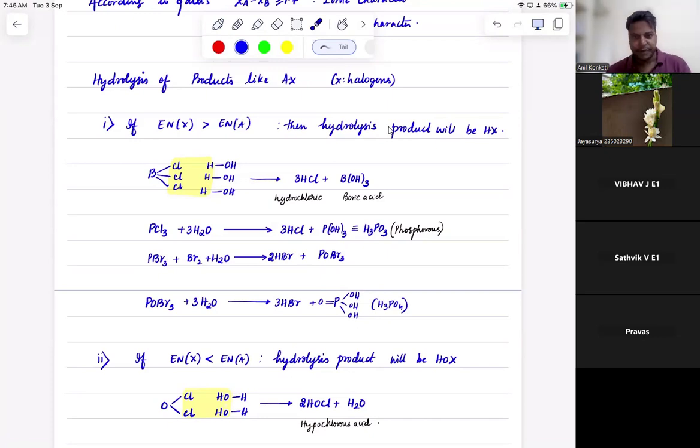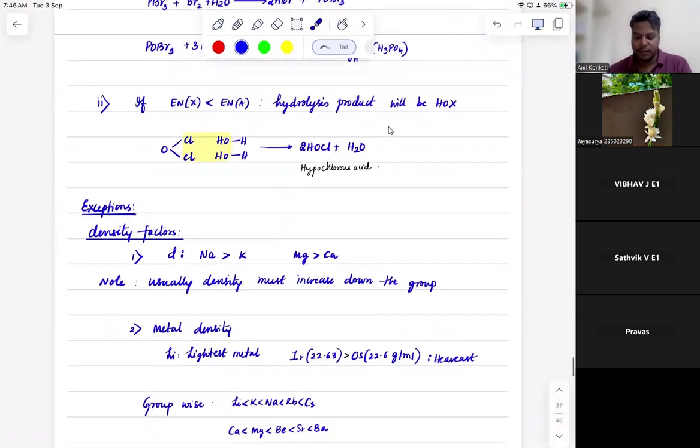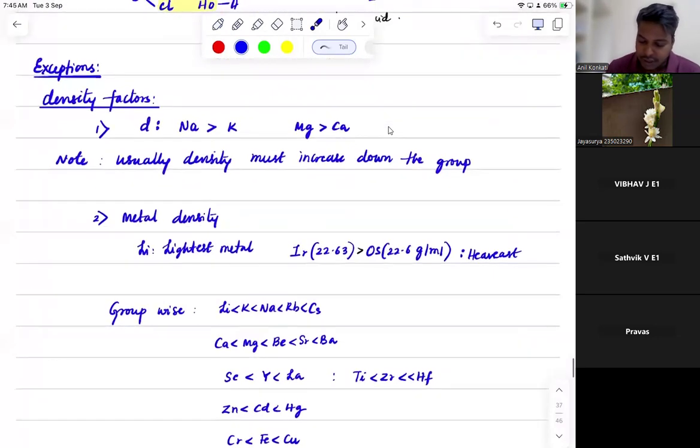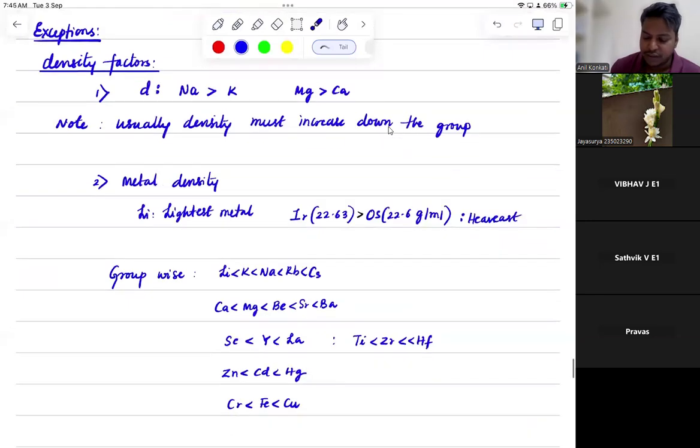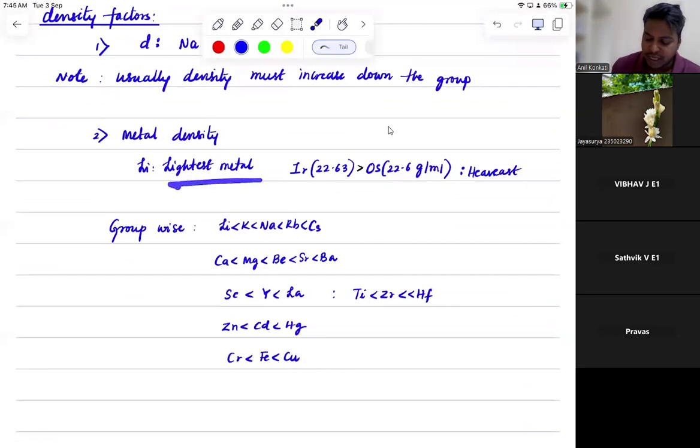Finished, everybody? I hope all of you got that. Not easy. See what the important exceptions are here. Density factors: sodium is slightly greater than potassium, and magnesium is slightly greater than calcium. Usually density should increase down the group, but that is an exception. Lithium is the lightest metal. Comparing iridium and osmium, iridium is slightly greater than osmium.